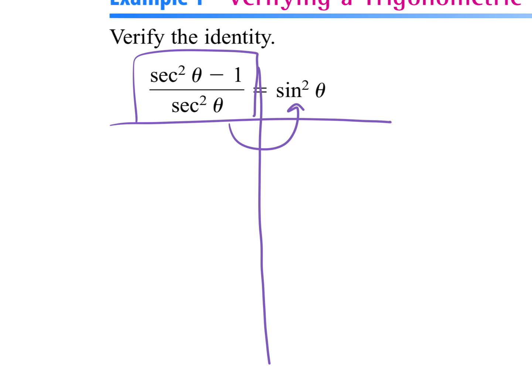So what do you want to try first? I can use the identities. What does secant squared minus 1 change to? Tangent squared. So I'm going to change the top to be tangent squared. So I can change tangent to be what? I can change tangent to be sine over cosine. And change secant to be what? They're all squared. So sine squared over cosine squared. And then secant squared becomes 1 over cosine squared.